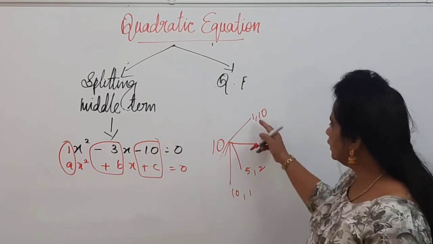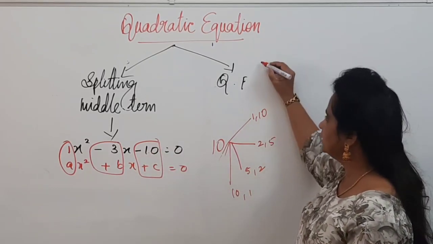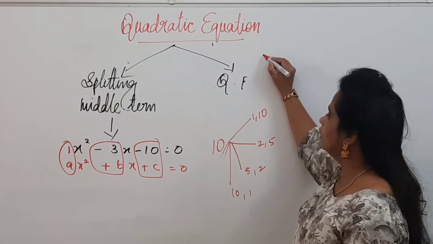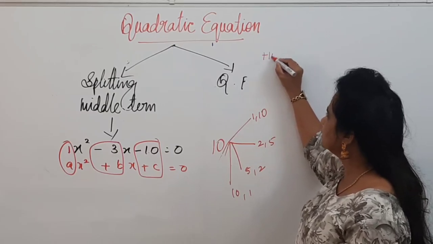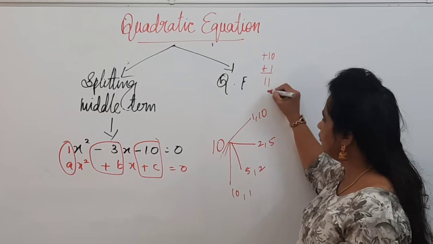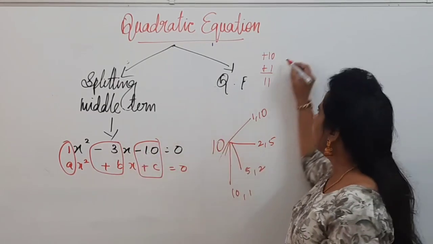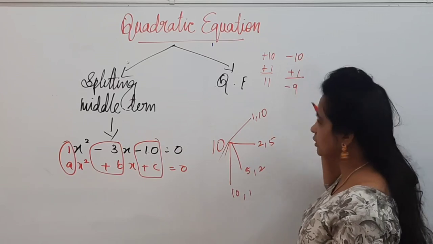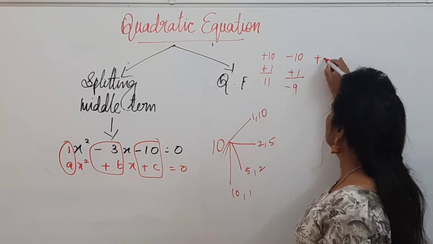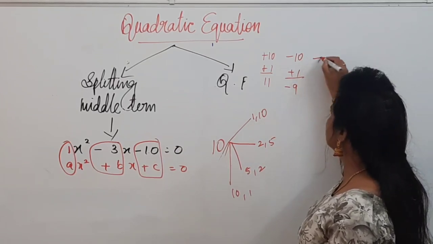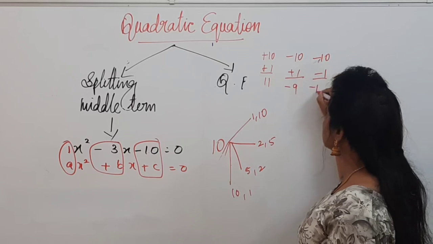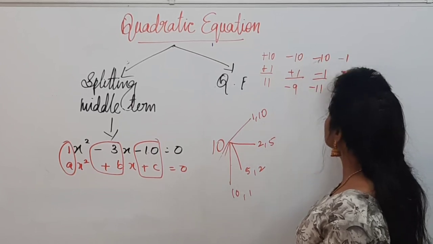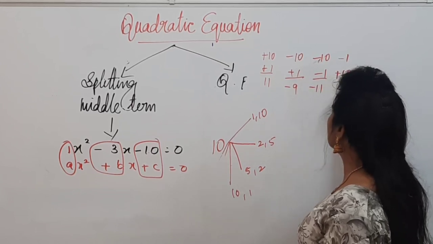Now, I am choosing the first, that is 1 and 10. Let me have my combination. Suppose plus 10 plus 1, I am getting 11. That's not my middle term. Okay, I go with minus 10 plus 1, that is minus 9. That's also not. So, minus 10 minus 1, that is minus 11. No. Then minus 1 plus 10, that is plus 9.